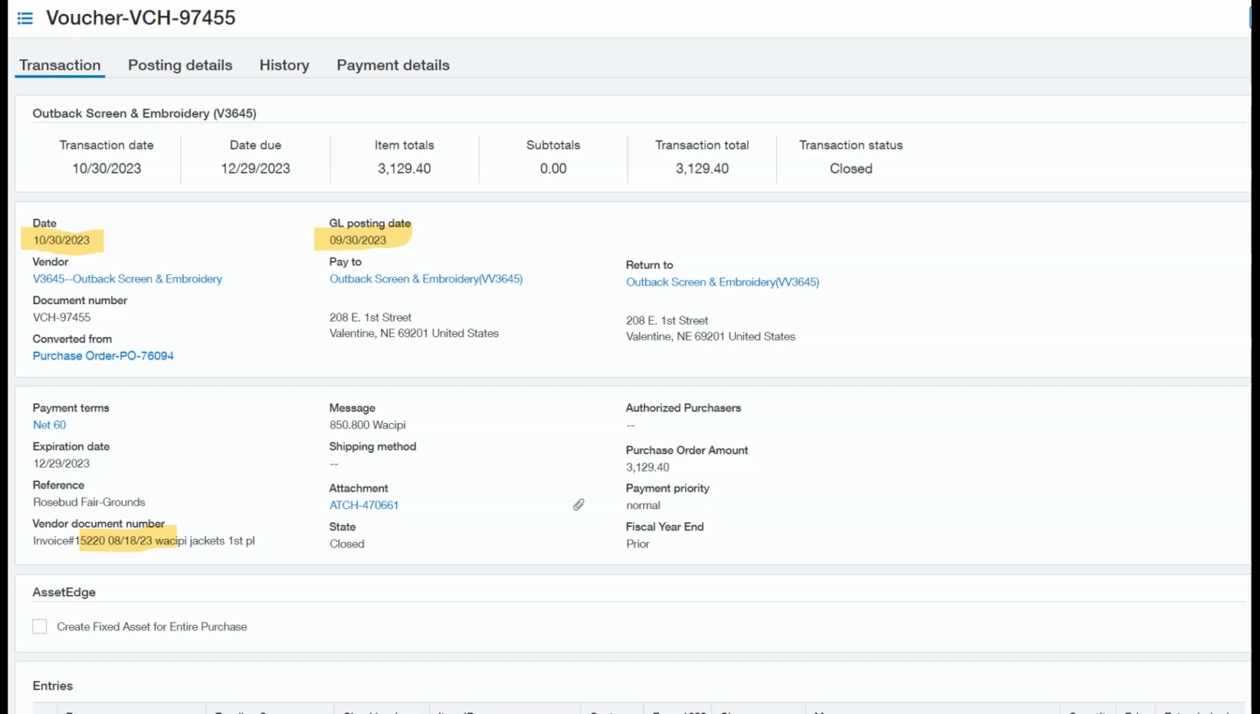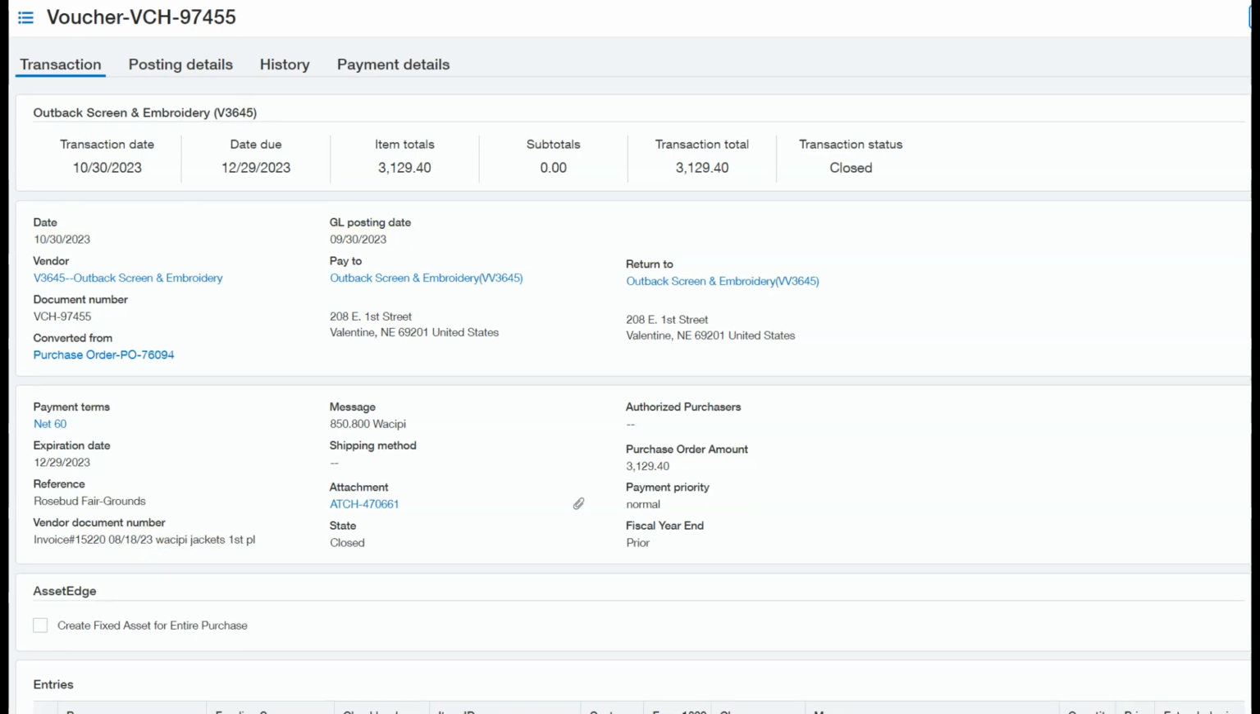The goods from this order were received in fiscal year 23. Even though the payment is now occurring in fiscal 24 and that cash would be exchanged inside of fiscal year 24, the expenses are recognized as happening in fiscal year 23, so we have this date here.